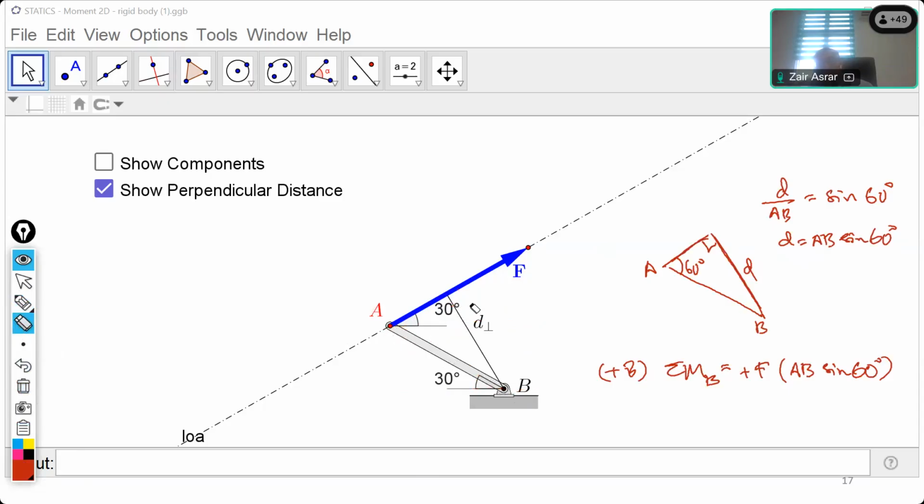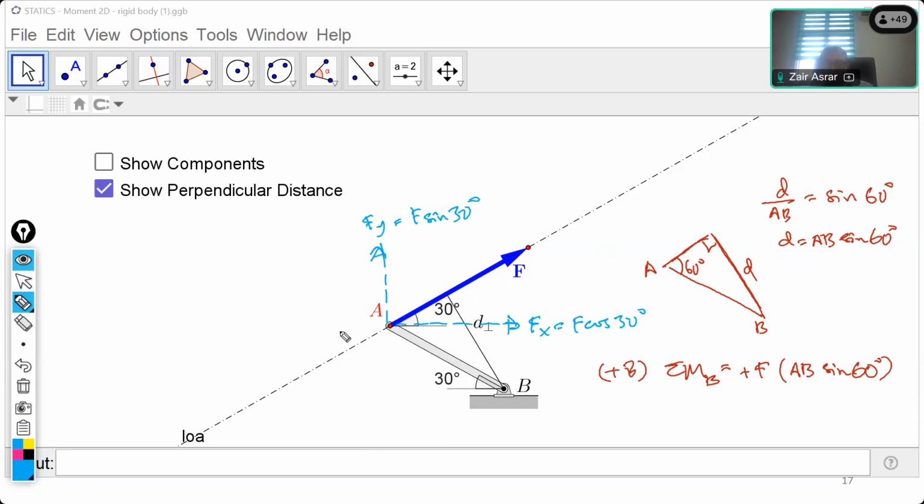Now my second approach is to resolve everything along x and y. So if we do that, our force has two parts, Fx and Fy. In terms of these components, Fx is equal to F cos 30 degrees, Fy is F sine 30 degrees. And we know we have dx and dy for each one of them.